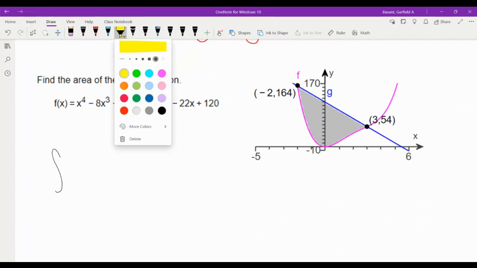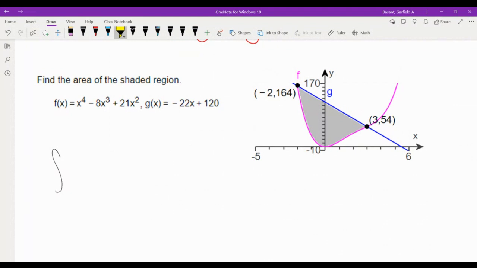Are we looking at the same thing? Everyone agree that this is the shaded region, right? Do we agree? Come on, let's see some answers in the chat box.